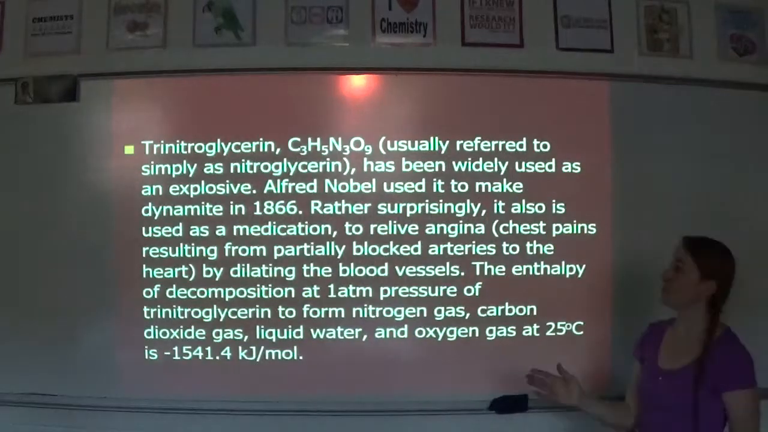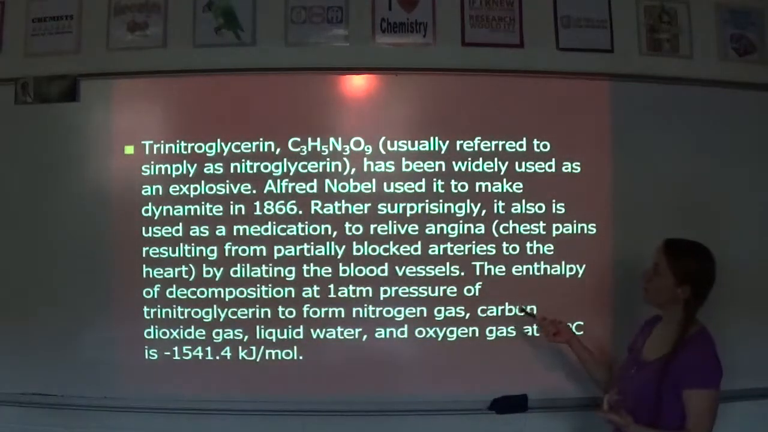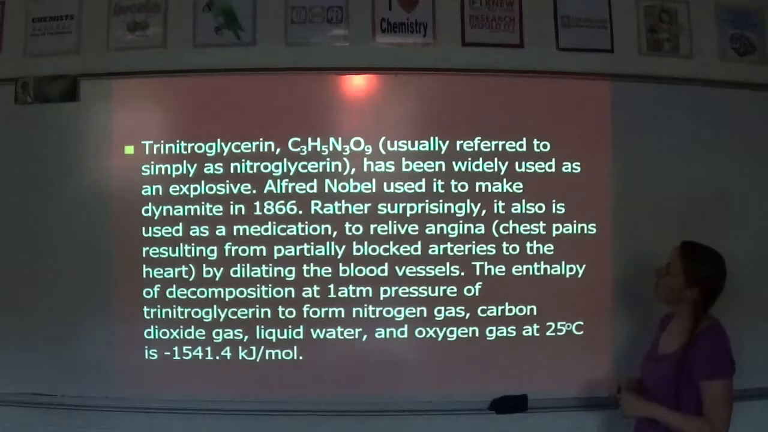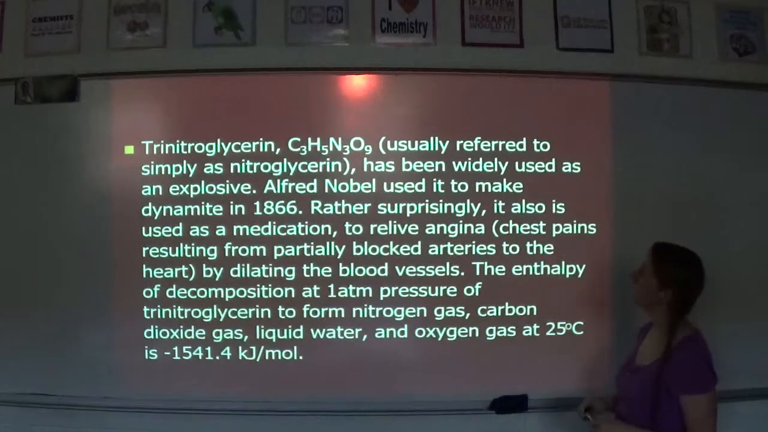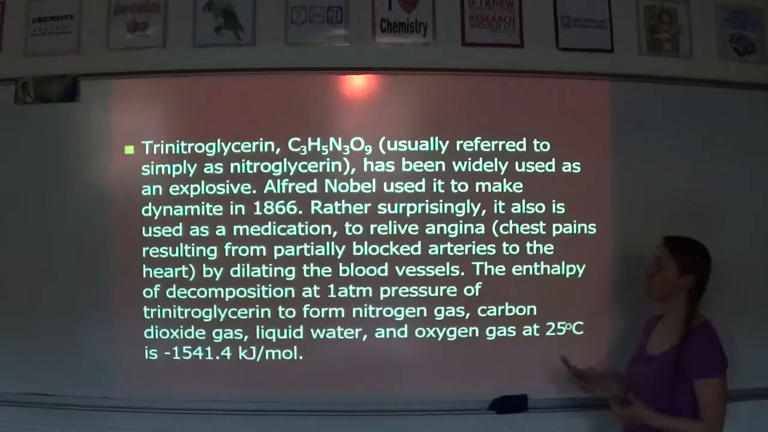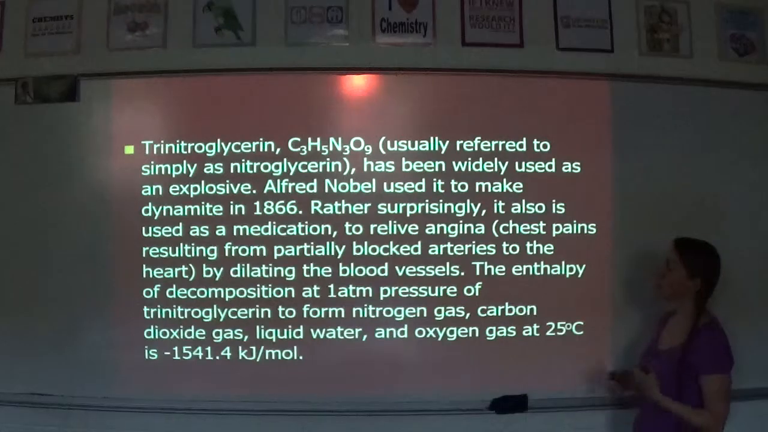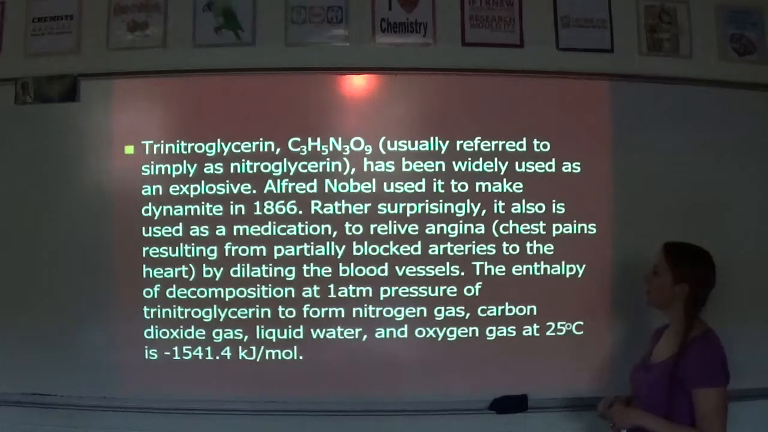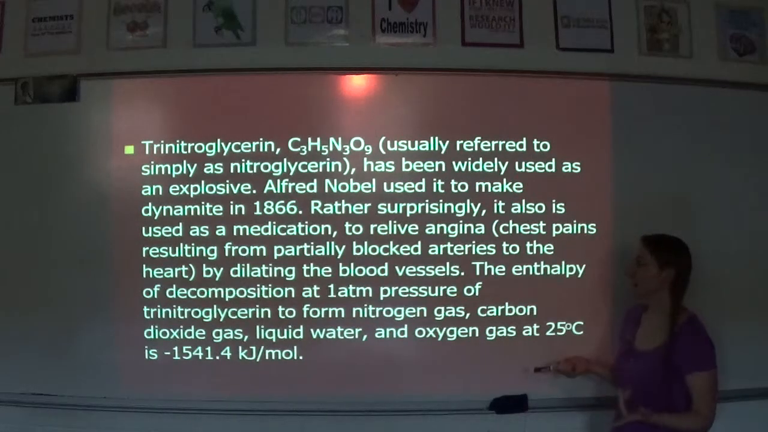Alright, so there's going to be a lot of information. So trinitroglycerin, there's your formula, usually referred to as nitroglycerin, has been widely used as an explosive. Alfred Nobel used it to make dynamite in 1866. Rather surprisingly, it is also used as a medication to relieve angina, which is chest pains resulting from partially blocked arteries to the heart, by dilating the blood vessels.